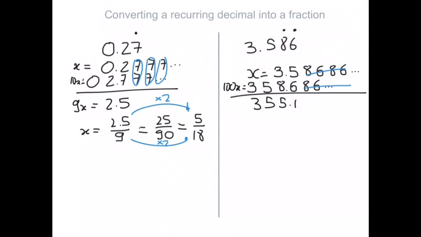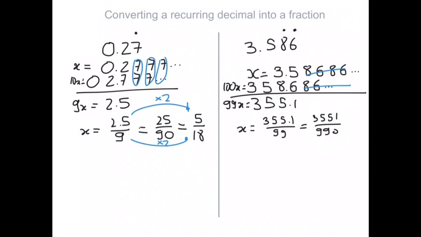It was a subtraction of x from 100x, so we can say that this number that we have here is 99x. Therefore, you can write that x is 355.1 over 99. Once again, we can multiply everything by 10 to convert this into a fraction with only whole numbers. So it's going to be 3,551 over 990. This fraction right here cannot be simplified, it's already in simplest terms, so you can leave it like this, and you've converted this recurring decimal into that fraction.